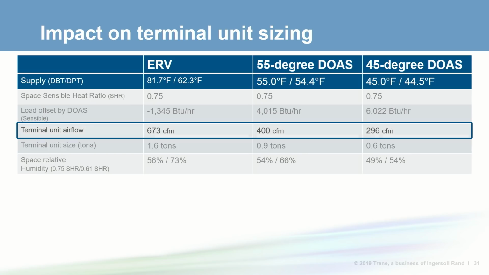Design terminal unit airflow values, the fan sizes, and corresponding power used also decrease as the dedicated outdoor air system offsets more of the space load. Thanks, Eric. Now we understand how dew points supplied by the dedicated outdoor air unit affect space humidity levels. Next, John will step us through how to find the right dew point for each application.